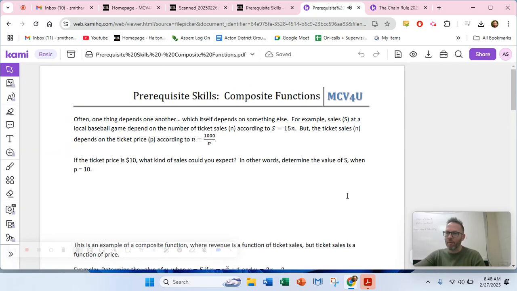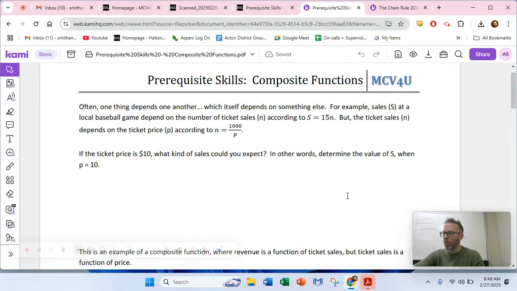You guys have been working with composite functions forever. It just maybe nobody told you you were working with composite functions. So here's a simple example. Obviously, if you're selling something, like sales of merchandise or food at a local baseball game, that depends on how many people come to the game. Let's say for every person that comes to the game, you make $15 in sales off various things. And so the sales is equal to 15 times N. So the sales depends on the number of people that come.